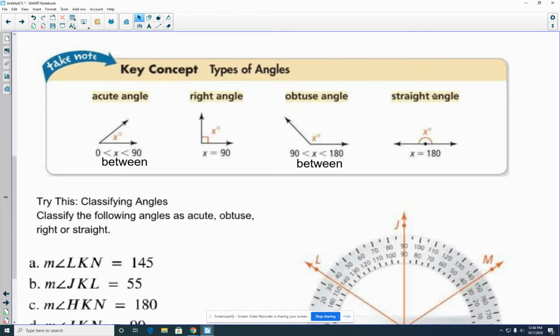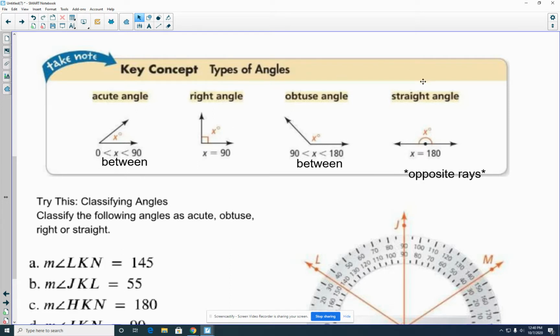And then finally, we have our straight angle. Straight angles look like straight lines. They're actually formed by opposite rays. So we talked about opposite rays a couple lessons back, right? Two rays that share the same endpoint that go in exactly opposite directions. A straight angle always measures 180 degrees.